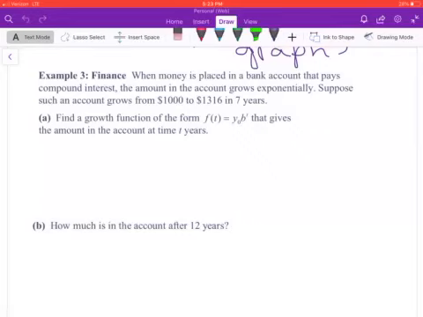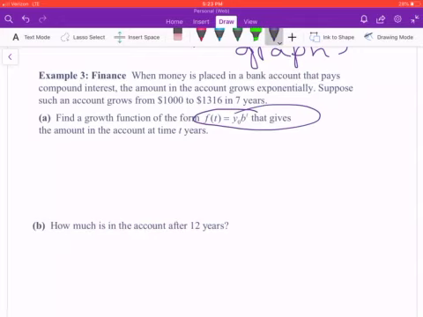Suppose such an account grows from $1,000 to $1,316 in 7 years. Find a growth function of the form f of t equals y sub 0 times b to the power t. That gives the amount in the account at time t years.